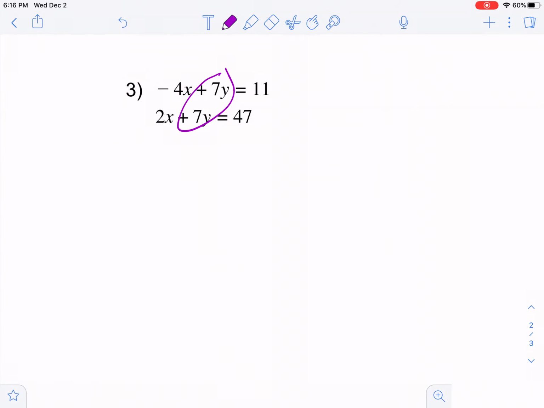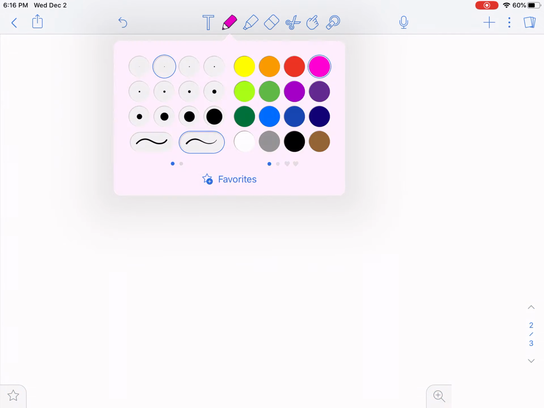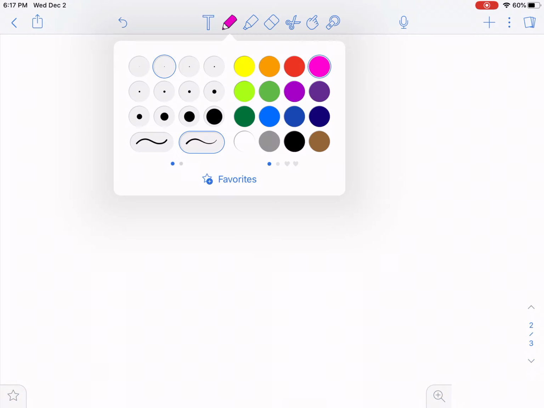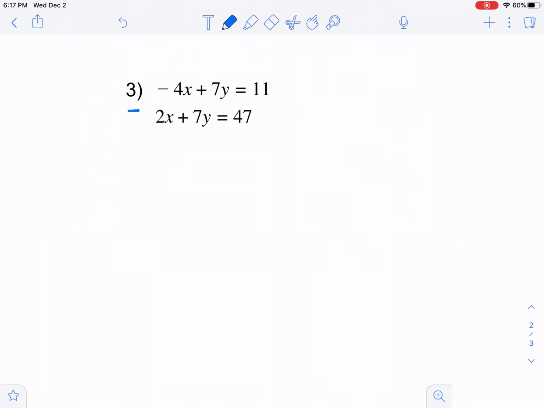Anything jump out at you? The 7y's. So they have the same sign. Let's subtract them. Here we go. Now, again, this is how I do it. I am going to make this, actually, let me do this. Blue, I'm going to subtract them.